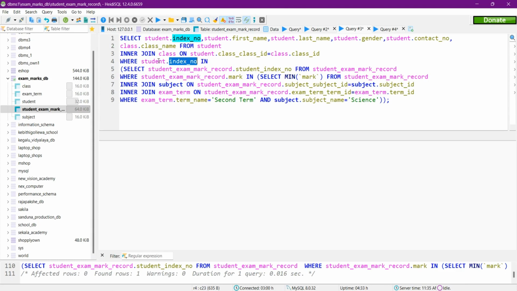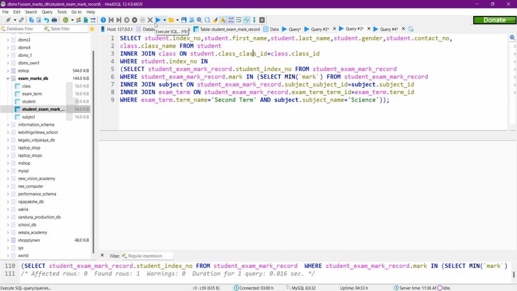In the student table, there is the name of the student. That means all the details of the student are in the student table. So once we connect the student exam mark record table with the student table using the student index numbers, we can find the name of that particular student. So this is the query for the first question.